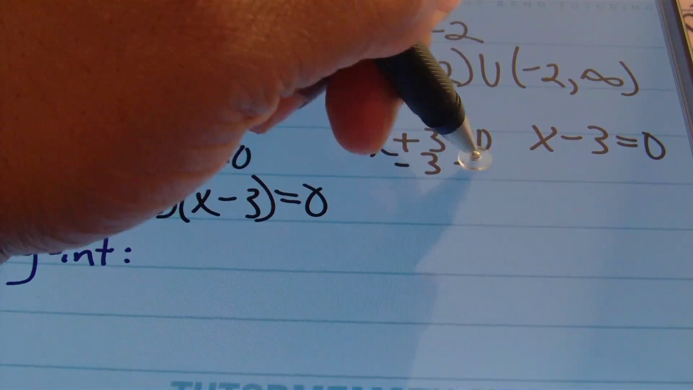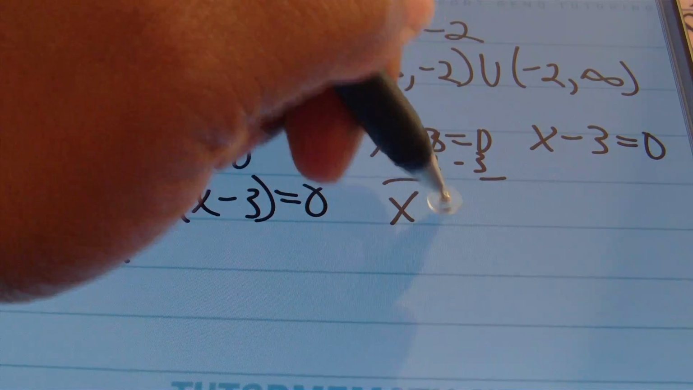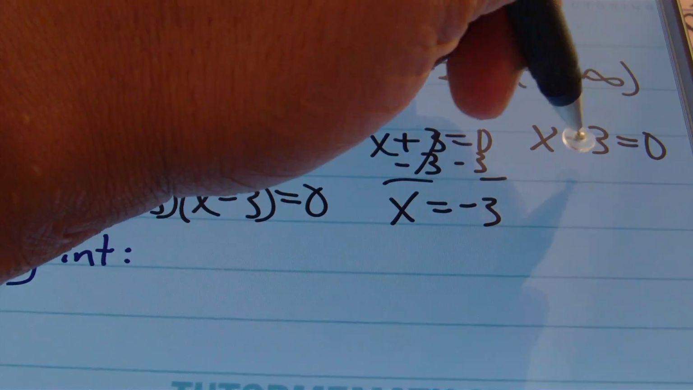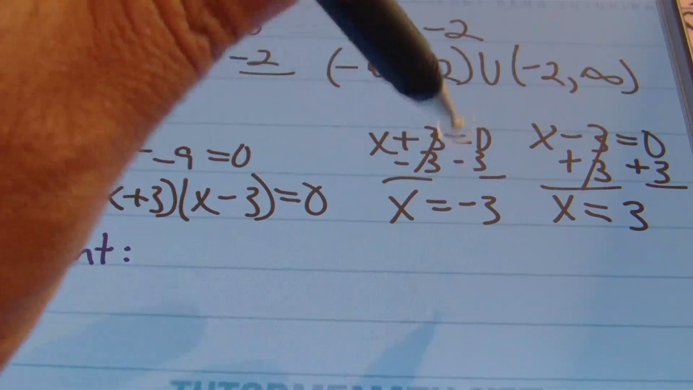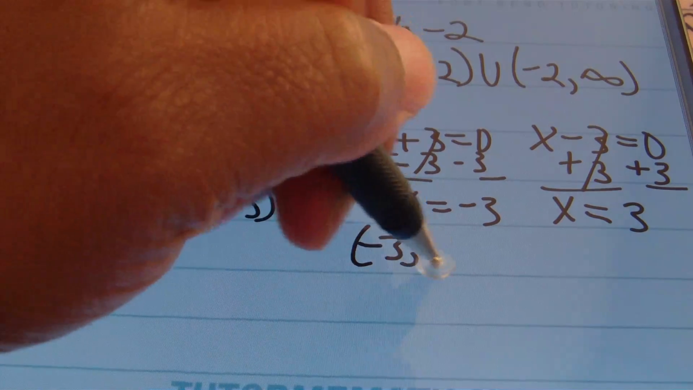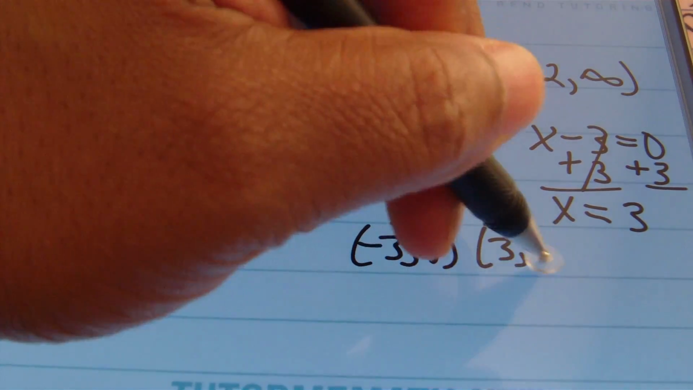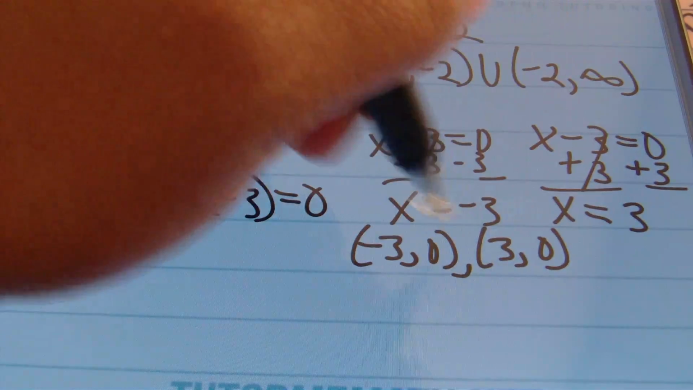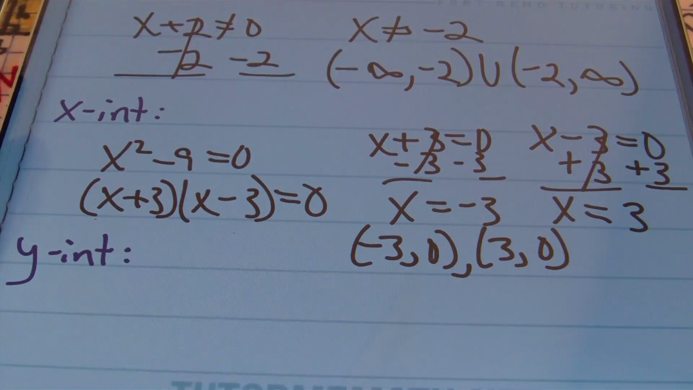In the first one, I'm subtracting 3 from both sides to find out that x equals negative 3, and I'm adding 3 to both sides in the second equation to find out that x equals positive 3. That means I'll have 2 different points for my x-intercept. I have 2 x-intercepts. As ordered pairs, these will be written as (negative 3, 0) as well as (3, 0). So these 2 points are the x-intercepts for this rational function.